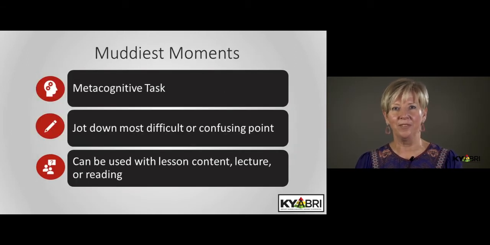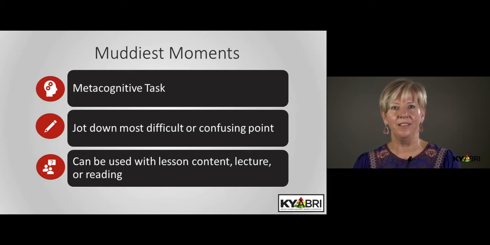Another popular formative assessment is called Muddiest Moment. In this method, students are asked to take a few minutes to write down the most difficult or confusing part of a lesson, lecture, or reading. This provides an opportunity for students to think about their own learning, making it a metacognitive task. It allows the teacher to find out where students are confused and where misconceptions exist, so those difficulties can be addressed immediately. This informal formative assessment can be especially helpful if students are struggling with a concept or a process.